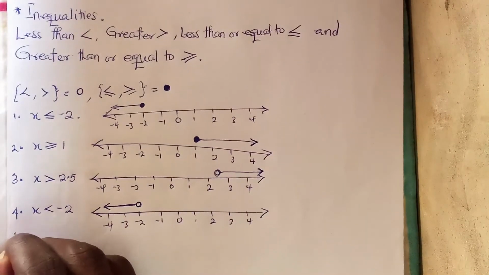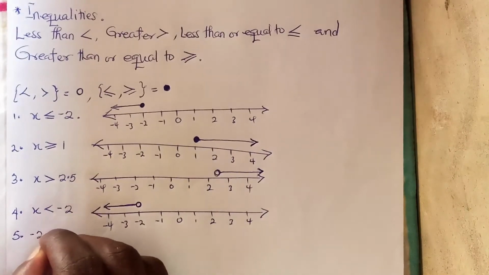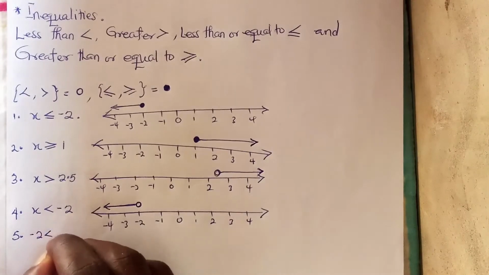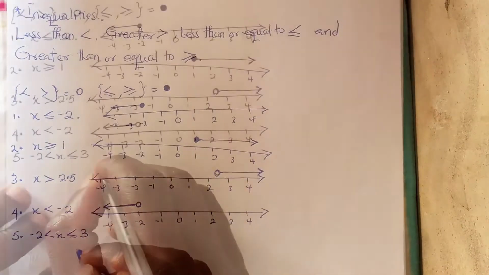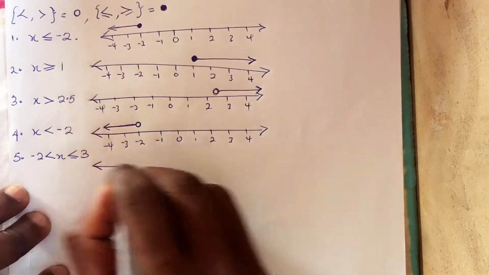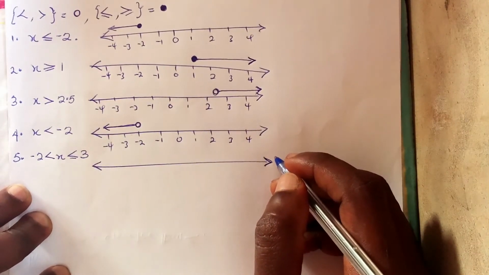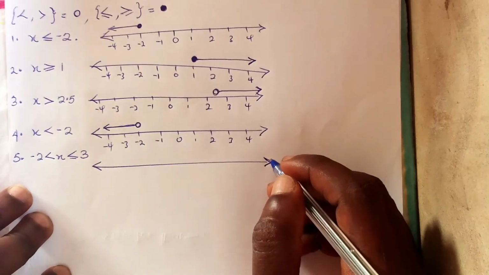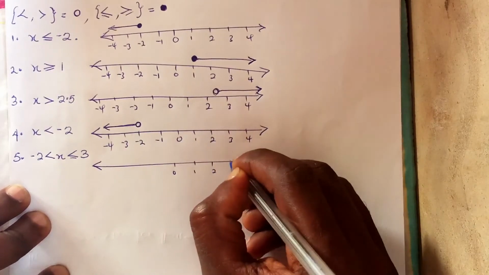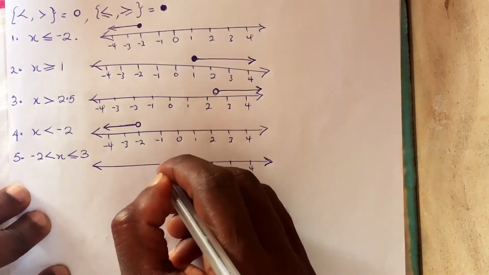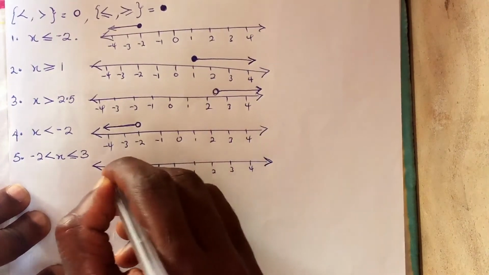Example 5 is minus 2 less than x less than or equal to 3. For this, we have minus 2 less than x less than or equal to 3. So we have 0, 1, 2, 3, 4. Minus 1, minus 2, minus 3, and minus 4.